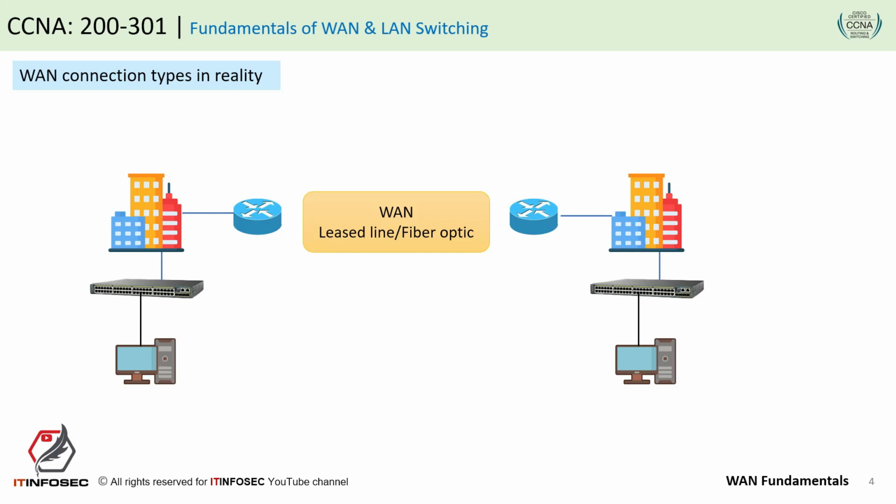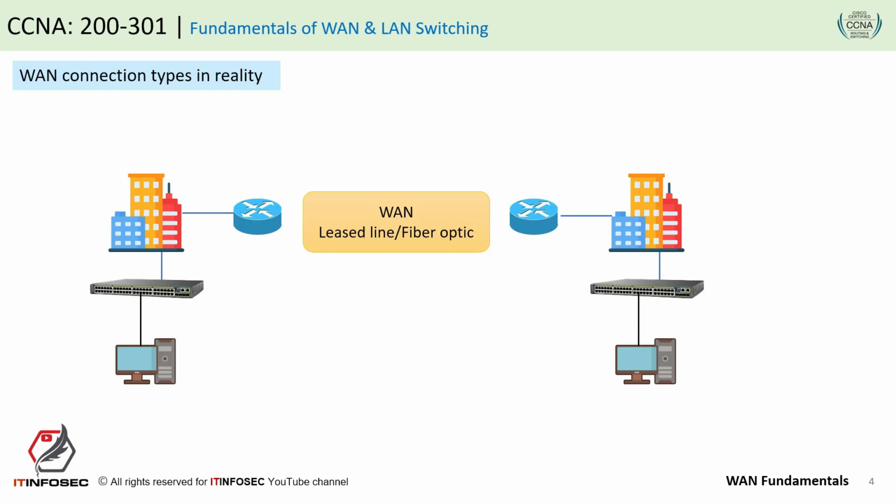WAN technologies define the physical infrastructure, or layer 1 infrastructure, and also the data link layer 2 protocol used to communicate between two buildings or two branches or a branch office over long distances. The first item is how these two far buildings can communicate with each other through WAN.